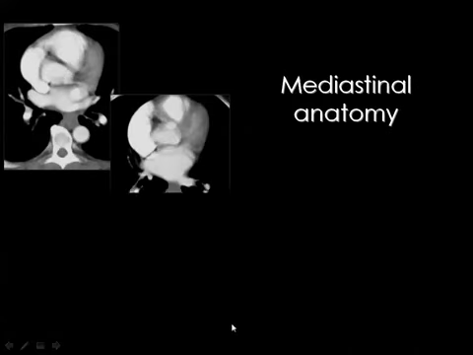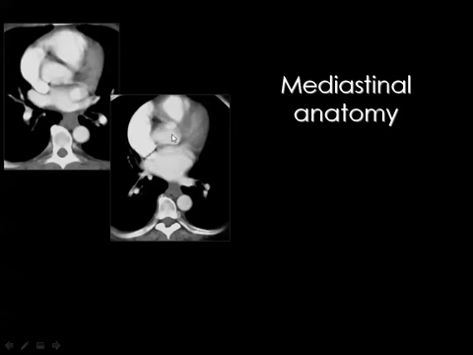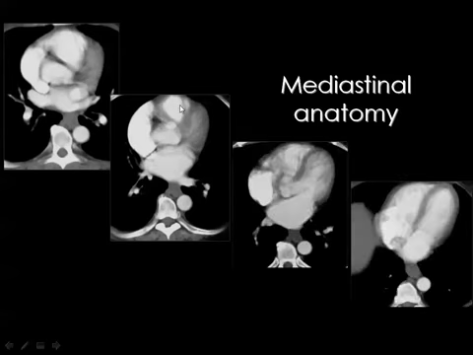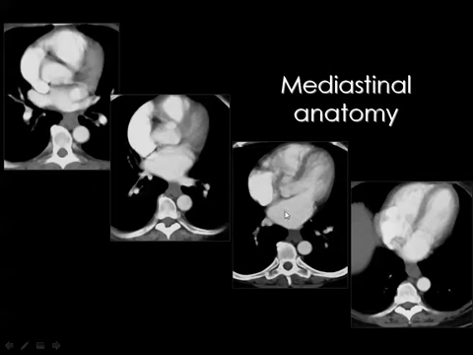Then if you look carefully here, you can see this is the right atrium, this is the left atrium, and this is the aortic root, this is the left ventricle, and this is the right ventricle. Lower down, this is the left atrium, right ventricle, left ventricle. Lower down, this is the left atrium, right ventricle, left ventricle. And this is the entrance of the inferior vena cava into the right atrium. And here you can see the dome of the diaphragm and the liver.